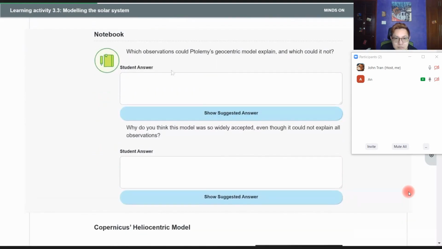Which opposition could the Ptolemy geocentric model explain, and which could it not? What do you think? After you have read this.